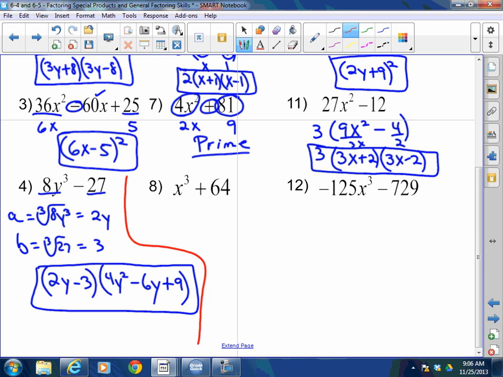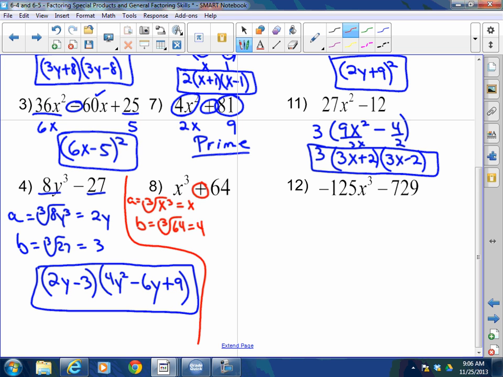Is x cubed a perfect square? I mean perfect cube, sorry. Yes. 64, is that a perfect cube? Okay, only one person said yes. You gotta know your perfect cubes. What's the cube root of x cubed? This is my a. x. My b is the cube root of 64. What's that? 4. So it's plus, so follow the formula.